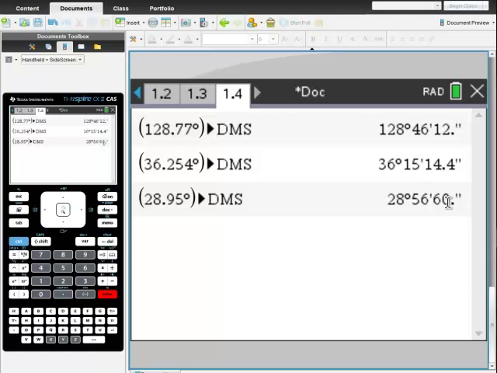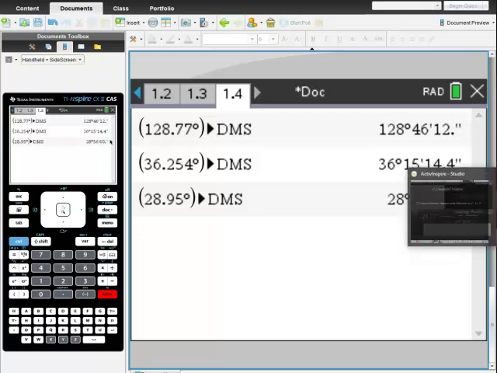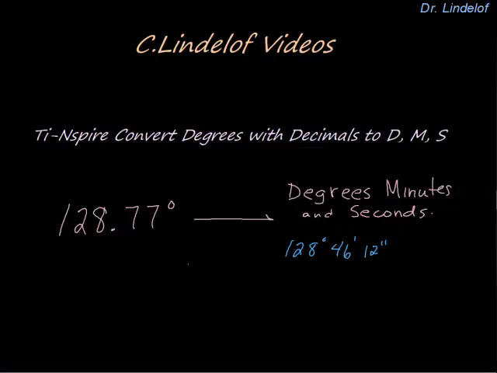So, okay, hopefully this worked out good for you and it was worthwhile. We just worked on how to convert degrees with decimals to degrees, minutes, and seconds with your TI-Nspire CAS calculator.